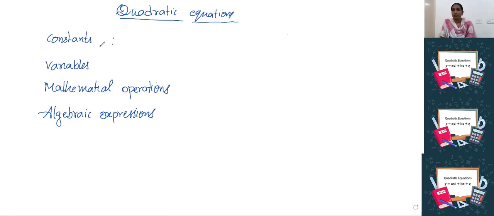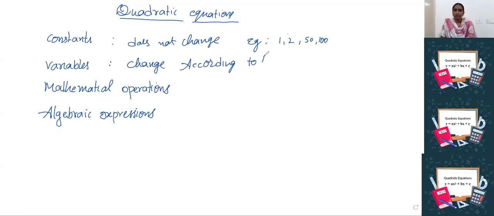What is constant? The one which does not change is called constant. Example, our numbers: 1, 2, 50, 100. These values never change, so these are called constants. Next one is variables. The one whose value will vary according to the situation is called variable.